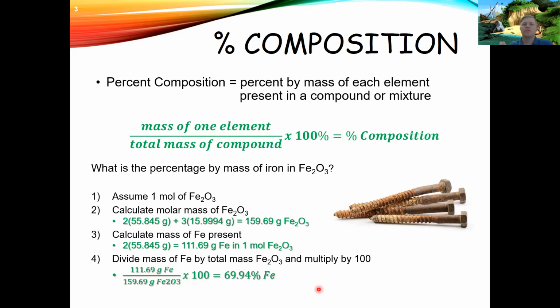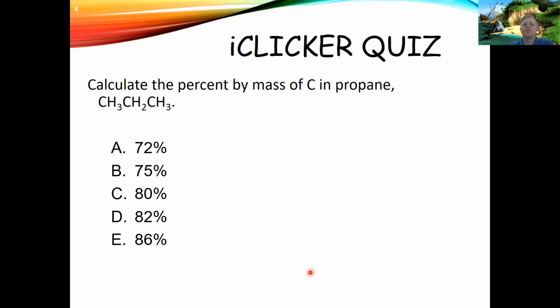So now we've figured out the percent composition, or at least the percent of iron present in this. So we could then do the same thing for oxygen, right? Figure out the percent composition of oxygen, or we could just do 100% minus the 69.94%. That'll tell us how much oxygen is present. I'm going to give you a chance to practice this really fast. I want you to figure out for me the percent composition of carbon in propane. So propane is C3H8 here. So go ahead and pause the video and try and do this.